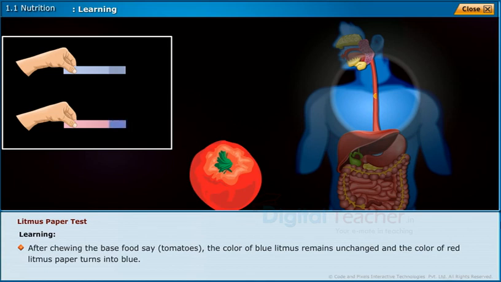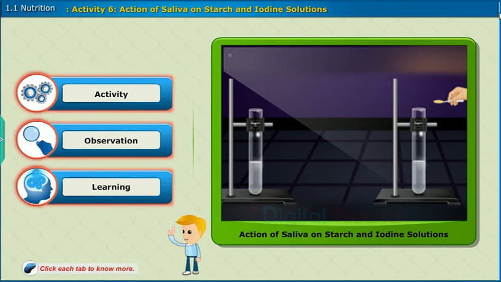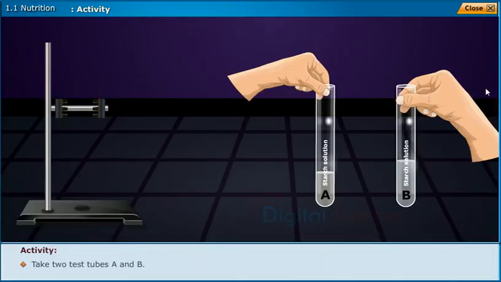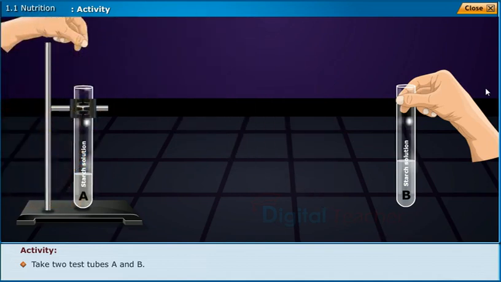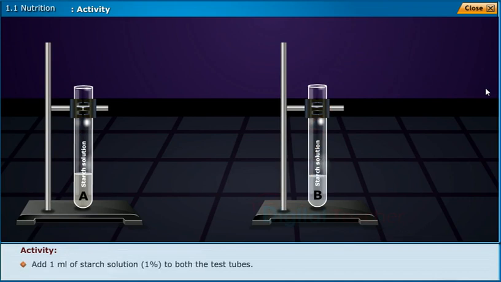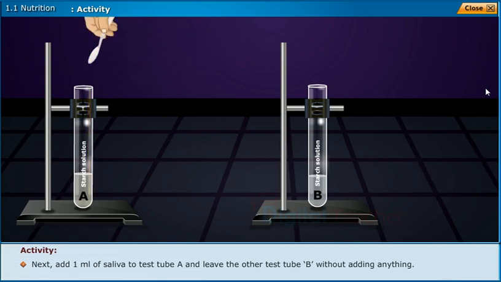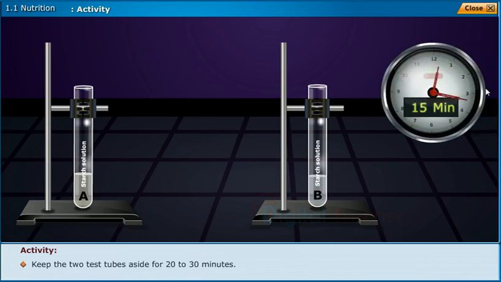Now, let us perform an activity on the action of saliva on starch and iodine solutions. Here, let us perform an activity to observe the action of saliva on starch and iodine solutions. Click each tab to know more. Take two test tubes A and B. Add 1 ml of starch solution 1% to both the test tubes. Next, add 1 ml of saliva to test tube A and leave the other test tube B without adding anything. Keep the two test tubes aside for 20 to 30 minutes.